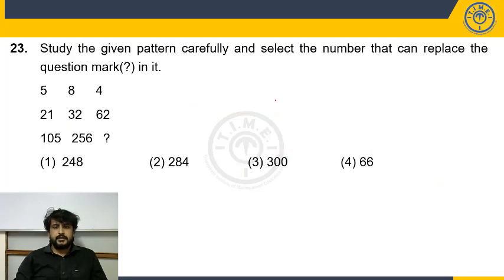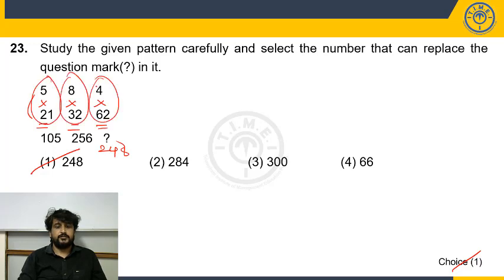Study the given pattern carefully and select the number that can replace the question mark in it. Simple question. 5 into 21 is equal to 105. 8 into 32 is equal to 256. So 4 into 62 is equal to how much? If the option is not available for 4 into 62, then we'll think in a different way. 64 plus 240, 4 into 8, 248. Choice 1. 248. Product of these two, product of these two, product of these two.